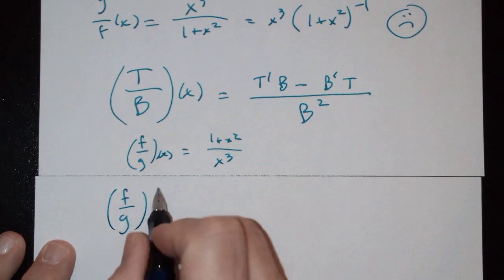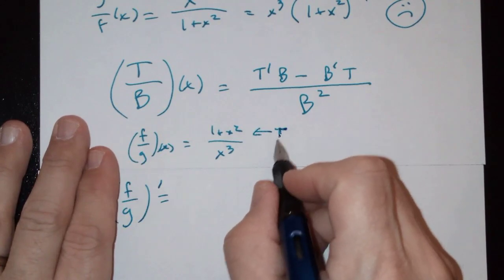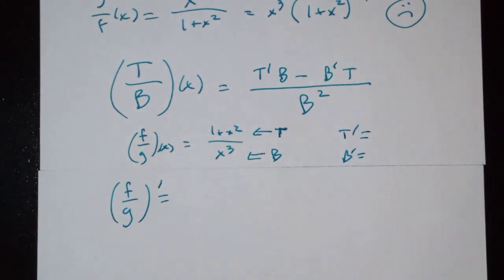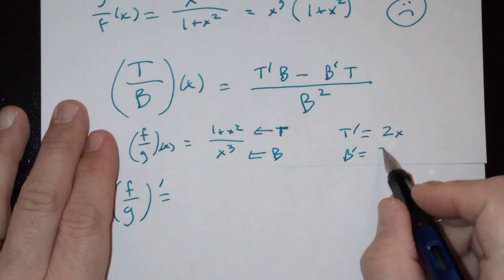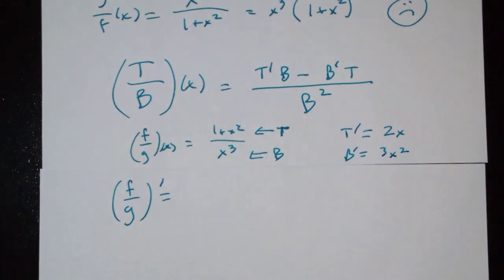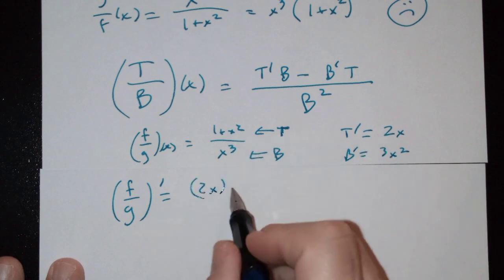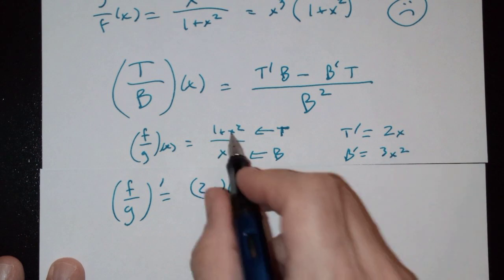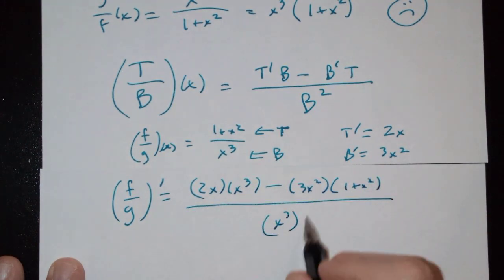F over g prime. Okay, wait a minute. This is the top, t. This is the bottom, b, t prime, b prime. What's the derivative of 1 plus x squared? And the derivative of x cubed. Perfect. Now, derivative of the top times the bottom minus derivative of the bottom times the top, all over the bottom squared.